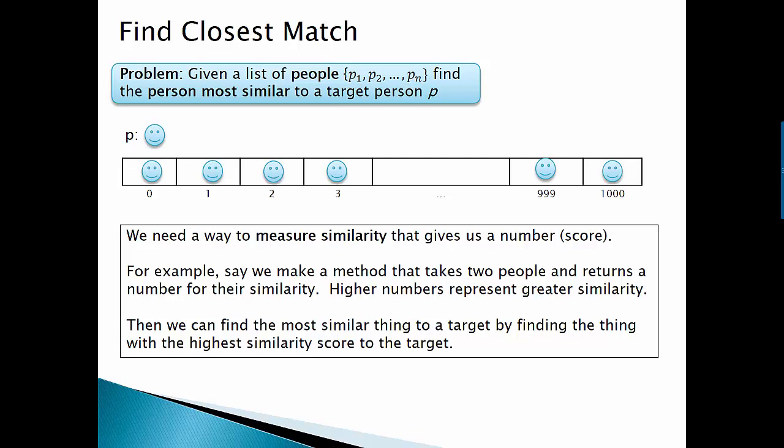But the point is, once we have a way of attaching a number to similarity, then the approach is exactly the same. We loop over all the people. We use the method to give us a number for the similarity between each pair, and then we find the pair that has the smallest number. Or I guess if more similar is a higher number, then we'd find the pair with the highest number.